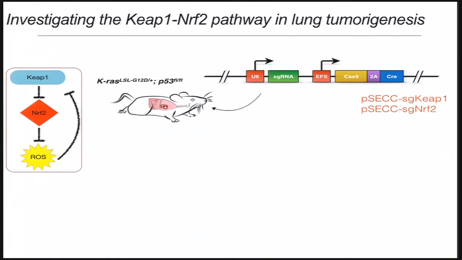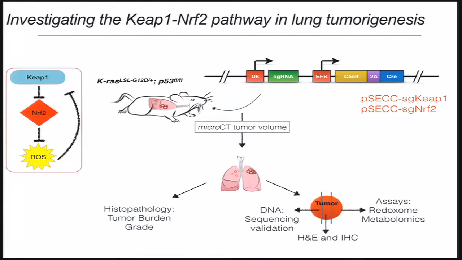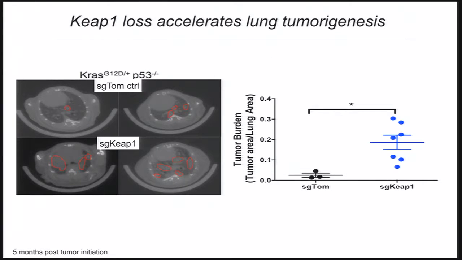And so PSEC vectors were built with guides against KEAP1 to see whether this would increase tumor formation, and against NRF2 to see whether we could confirm the Tuveson result and whether that would inhibit tumor formation. And then we had a series of experiments that we could do downstream by looking at tumor DNA and various other aspects of tumorigenesis. So in fact, the KEAP1-directed guides do what we would expect them to do.